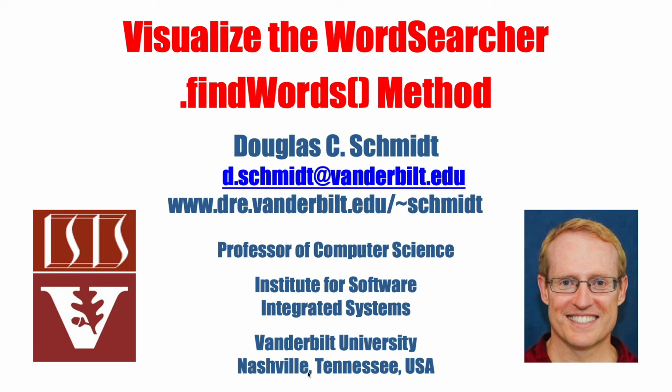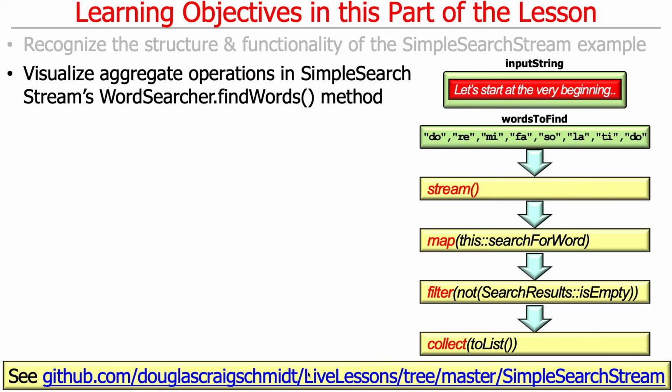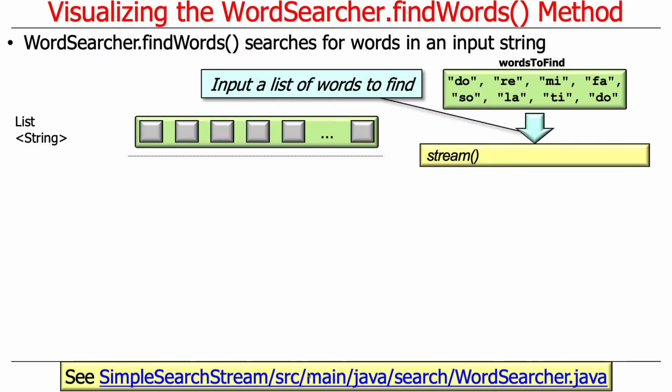So now that we've given a high-level overview of what our program is, the Simple Search Stream program, let's take a look at visualizing one of its methods. This is the find words method, and we're going to use this particular example to illustrate how some stream stuff works. The find words method is going to search for words in an input string.